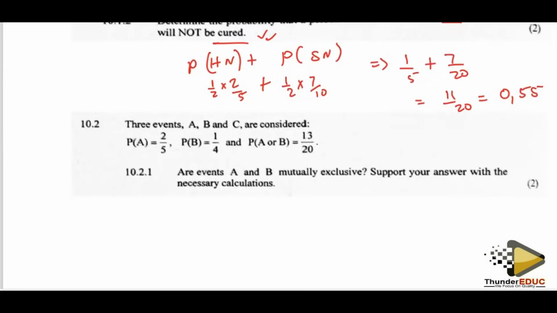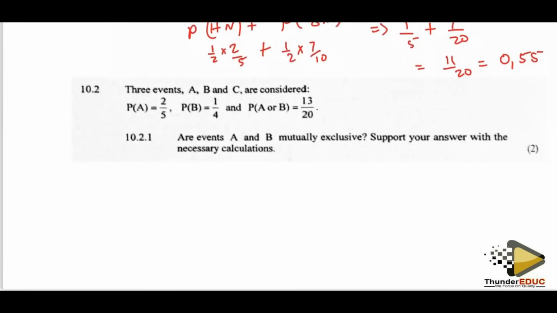They are telling us that we have 3 events. Okay? We have A, B, and C. Probability of A is 2 over 5, probability of B is 1 over 4, probability of A or B is 13 over 20. Are the events A and B mutually exclusive?